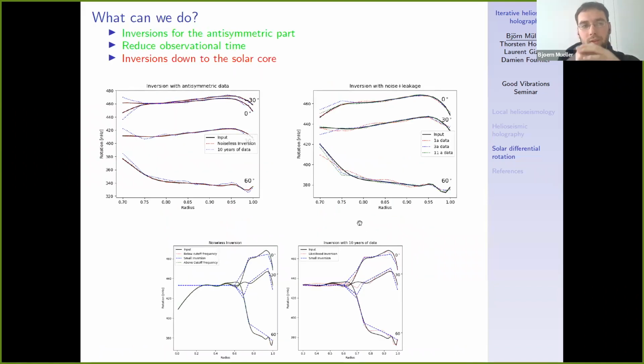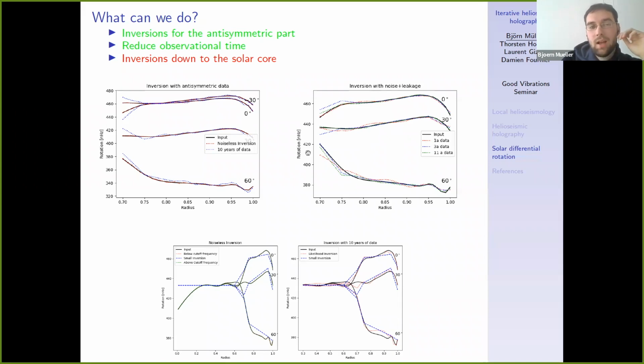So the question is, what can we do and what maybe can't we do? I started with the motivation that with holography we want to invert for the antisymmetric part. And again, on synthetics, this seems to work. So here I've shifted: minus 30 degrees and 30 degrees are not the same rotation rate anymore, and we are able to invert for this. Can we reduce the observational time? It seems like we can. So here you have this realistic noise coming from 1 year of data, 3 years of data, 11 years of data, and yes, it's possible.